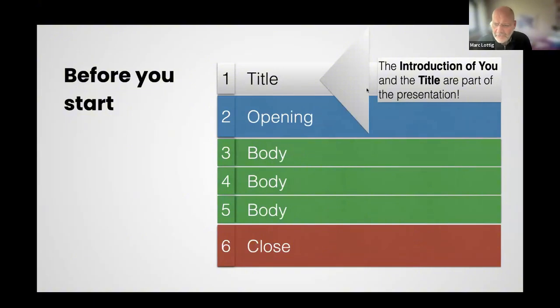Now, what about the title? It is useful to think about the title as part of your presentation. It isn't just something that's on the outside. You can use it to be your introduction. And if I say, how do you write a compelling speech? The title already tells you that I will give you the answer to that question. So it is part of a presentation.